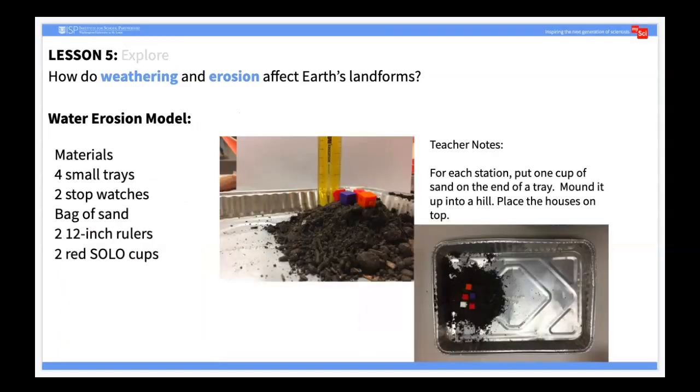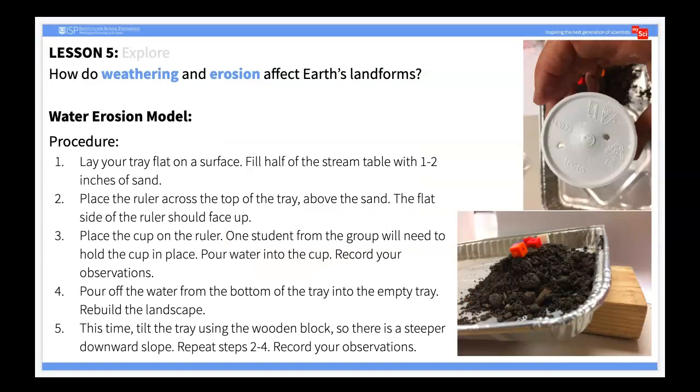At Station 2, students will observe a water erosion model, often referred to as a stream table, to answer the testable question, how does the steepness of slope affect erosion by water? Students will simulate rainfall and observe how the water and land interact when the tray is flat and compare this to the tray tilted on a block. Students should recognize the greater the slope, the more quickly water erosion occurs. If water moves faster, it picks up a larger amount of sand and moves the sand a greater distance. This results in more erosion.